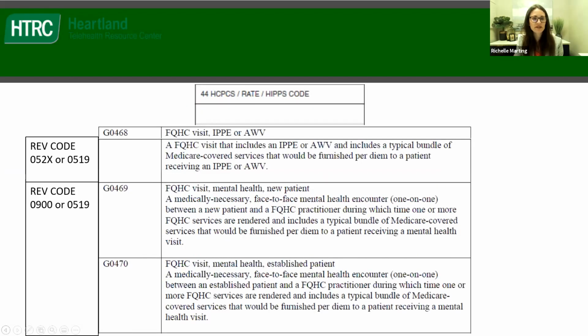And a new patient, remember, is a patient who has not seen that provider or another provider of the exact same specialty in the same group practice in the last 3 years. So those are for medical visits. And then we have codes for FQHC mental health visits, because remember that medical and mental health visits can be paid together on the same day.